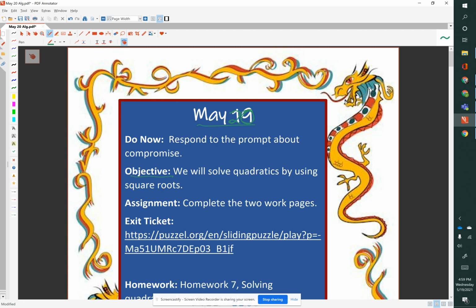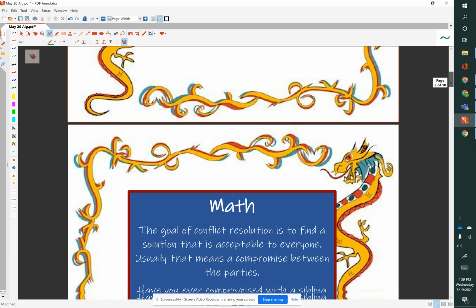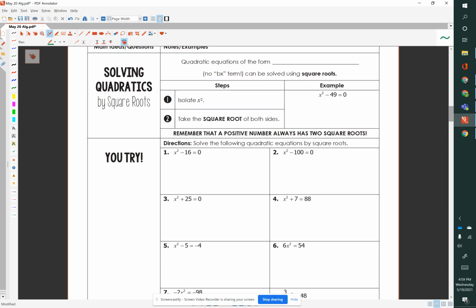Well, our objective today is to solve quadratics by using square roots. So we've got 2 work pages and kind of a fun exit ticket. For homework, I'd like you to do homework 7, solving quadratics by square roots. And there are some extra activities if you're finished. So let's just get right into the lesson. It'll be a little bit of a long one today. So we're talking about solving quadratics by square roots.